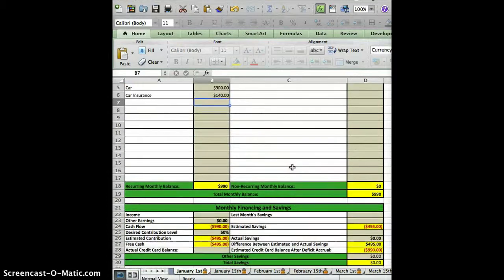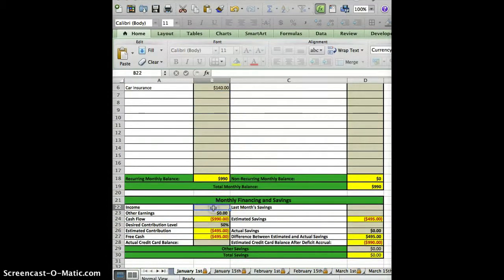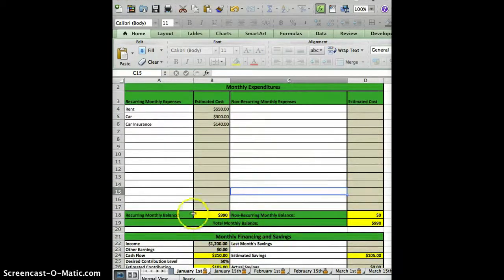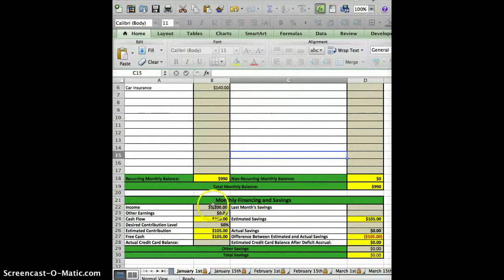And if we scroll down, we'll also see our income. So let's say every 2 weeks we make $1,200. That leaves us, and let's say right now we're not earning anything extra, that leaves us with a cash flow of $210. What your cash flow is, is your income minus all of your expenses, whether they're recurring or non-recurring.